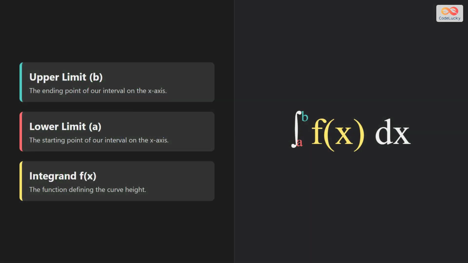Let's break down the notation. The letter a is your lower limit or starting point. The letter b is your upper limit or ending point. The function inside, f of x, determines the height of the curve. The theorem tells us we only need to look at the values of the antiderivative at the endpoints, b and a.